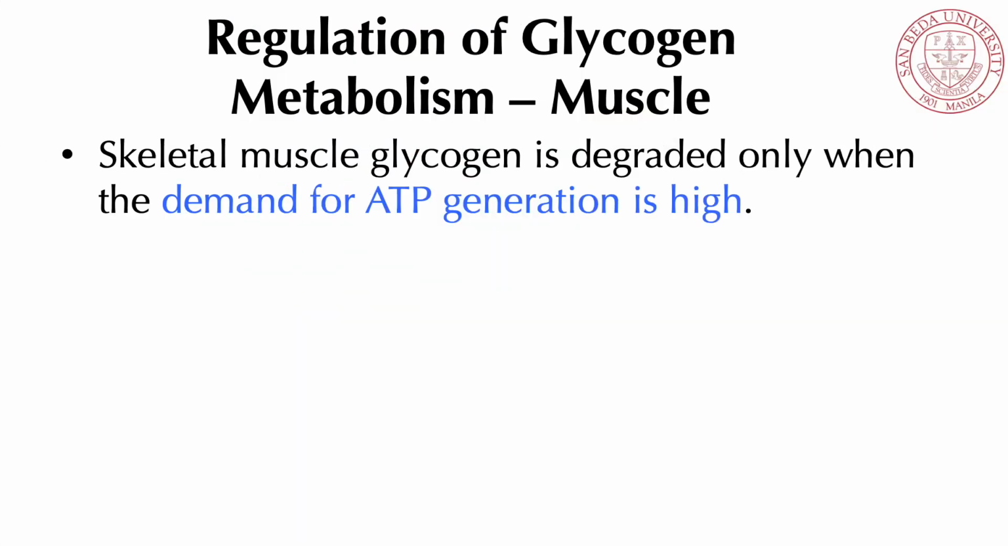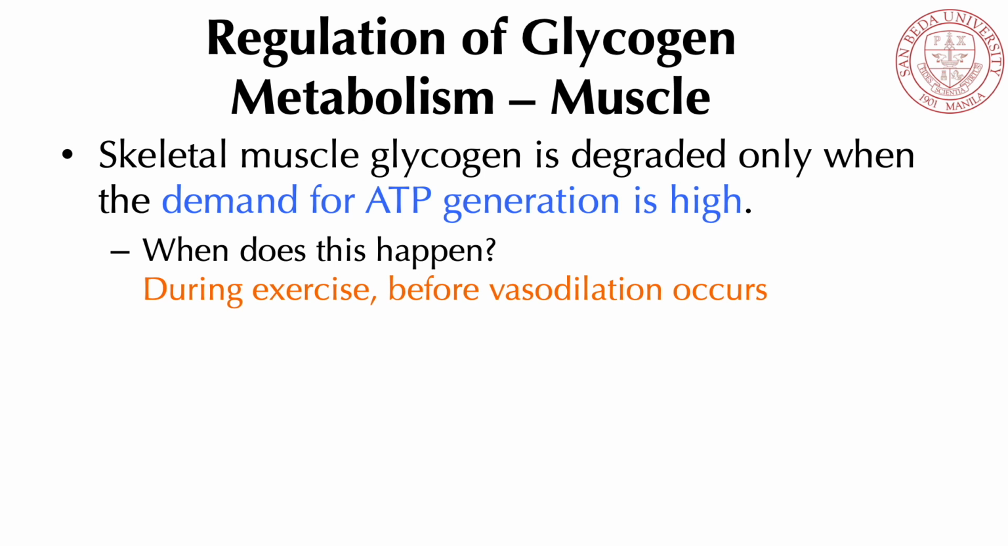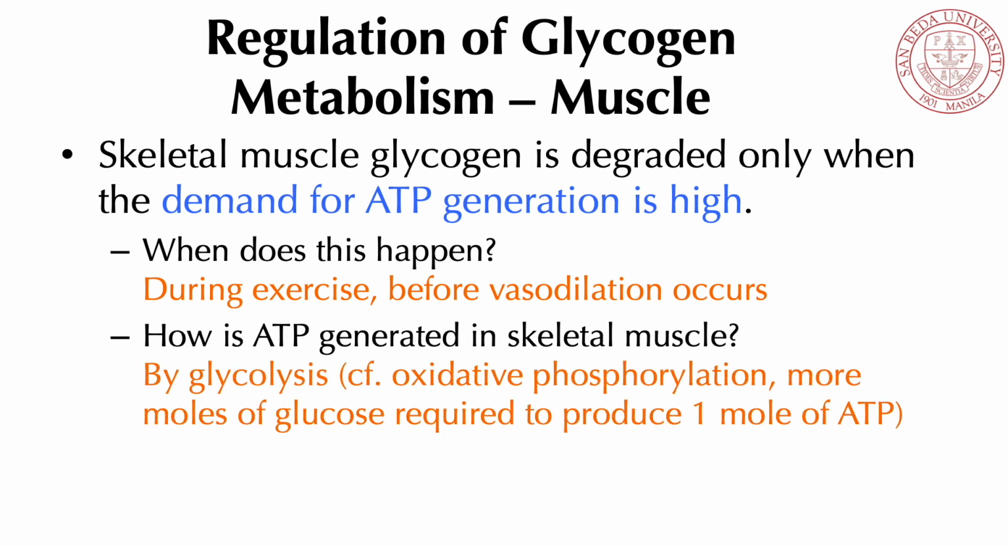We now leave glycogen metabolism regulation in the liver and move on to glycogen metabolism regulation in the skeletal muscle. Now, skeletal muscle glycogen is degraded only when the demand for ATP generation is high. This happens during exercise. But unlike the liver, there is no glucose 6-phosphatase in skeletal muscle. So the glucose 1-phosphate that is produced with glycogen breakdown does not get dephosphorylated. Instead, it is converted to glucose 6-phosphate and can either enter glycolysis, which is most likely going to occur during exercise, the pentose phosphate pathway, or other metabolic pathways.